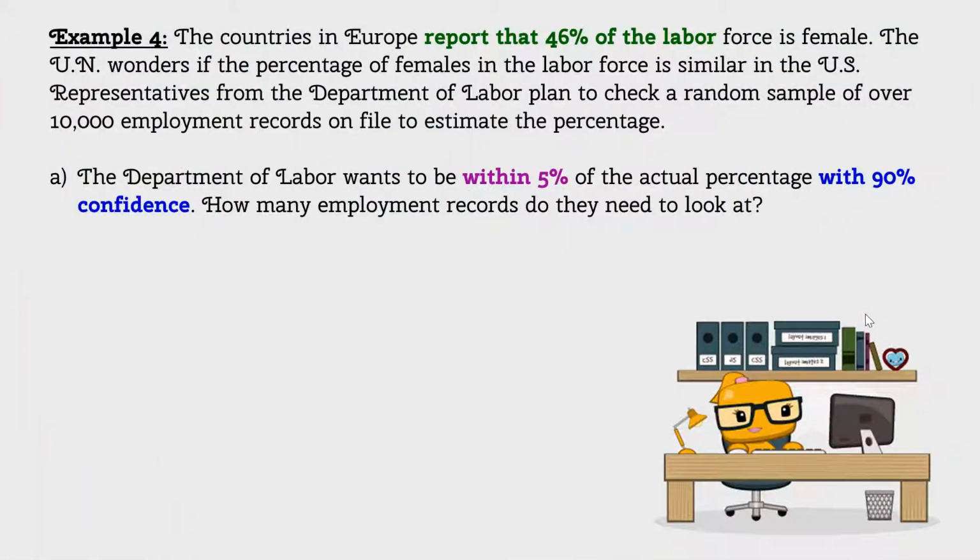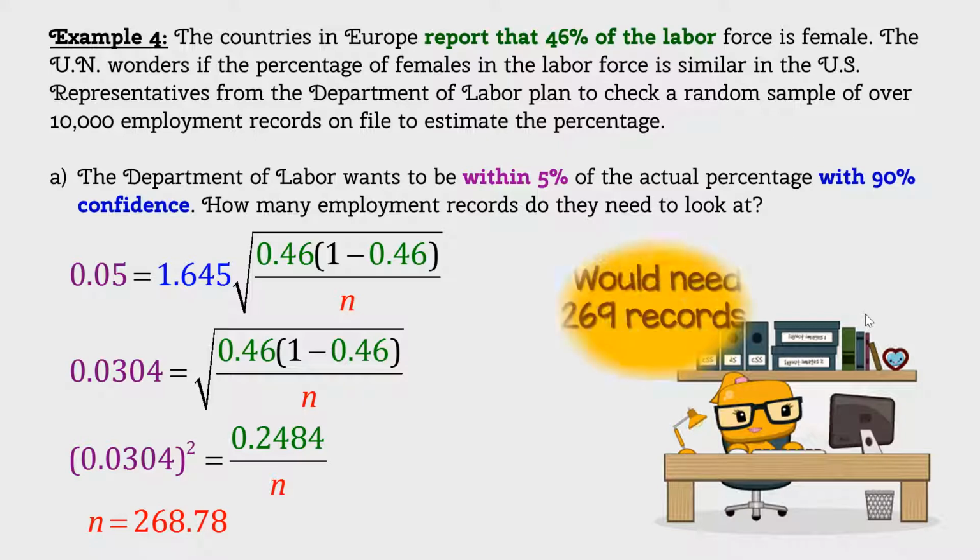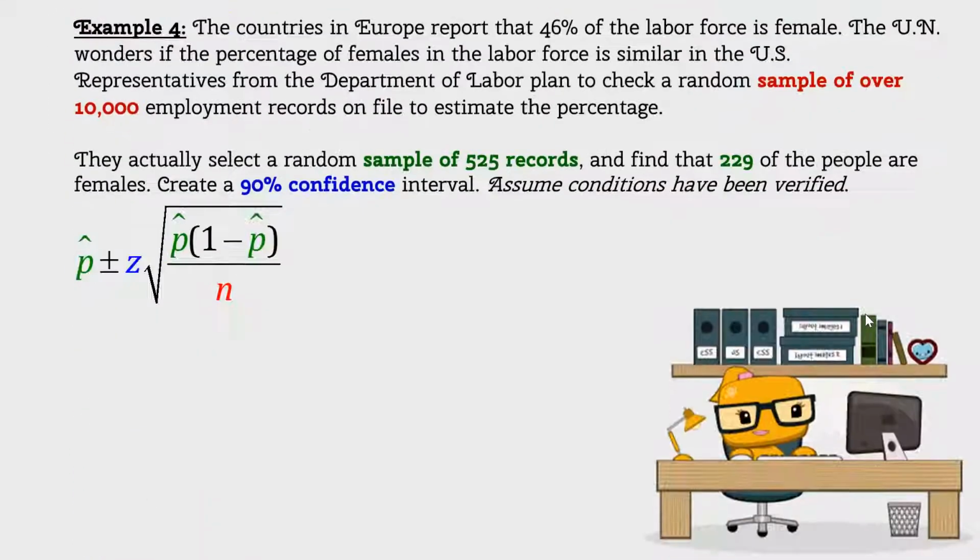All right, crash that one away. This is our very last one. Pause the video, try to do this one on your own. Welcome back. So I'm going to just briefly show this. Notice you should need about 269 records. Pause the video to check your work, but I'm going to go ahead and move on, because part B is asking us similarly, create a 90% interval.